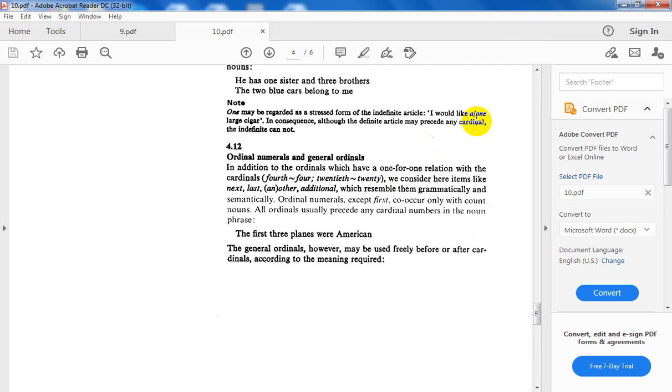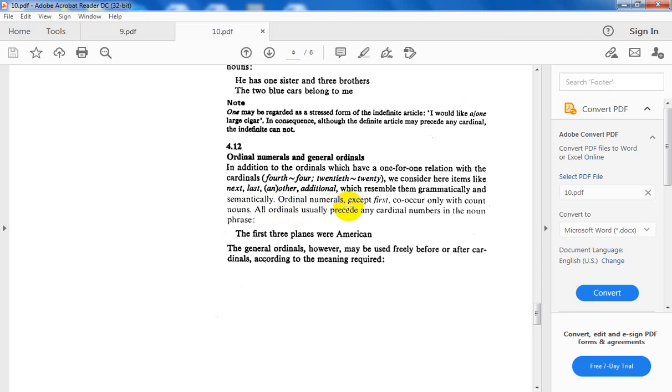We consider here items like next, which is the ordinals, the ordinal numbers: first, second, third, fourth, fifth, sixth, seventh, eighth, ninth, and so on. They have a one-for-one relation. Move to the general ordinals: next, last, other, another, additional resemble them grammatically and semantically. Resemble what? Resemble the ordinals. They are like first, or second, or third.